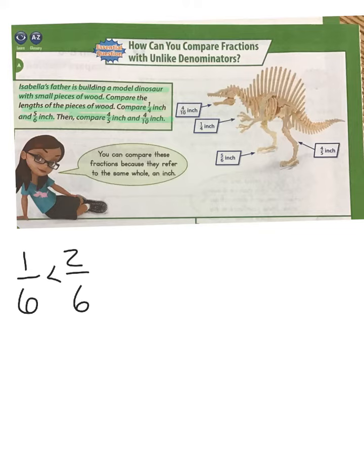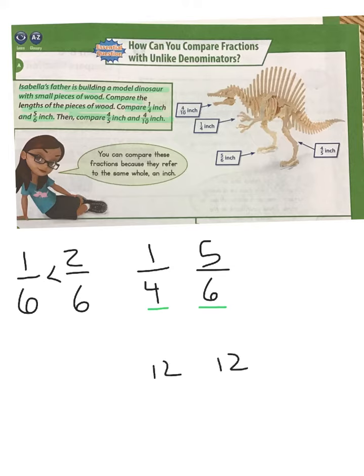So for example, it says to compare 1/4 and 5/6. If I look at 1/4 and 5/6, they have different denominators. Here we have a 4 and here we have a 6. So we have to make them equal. One way to do that is to find a multiple that they share. So I know that they can both go into 12. They're both factors of 12. So in order to do that, I'm going to change the bottom to 12.